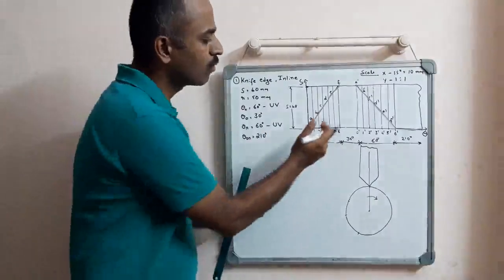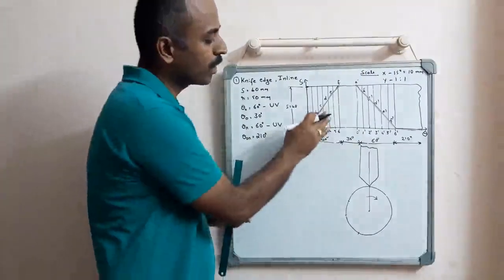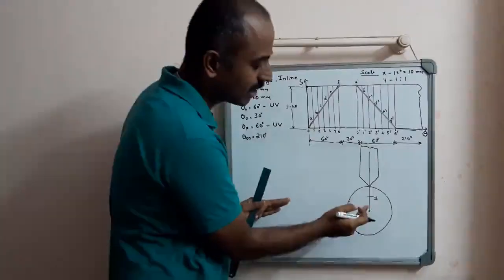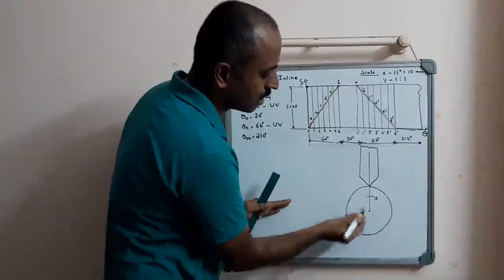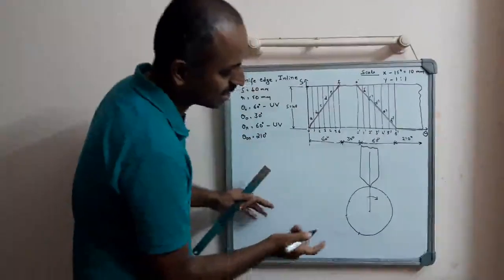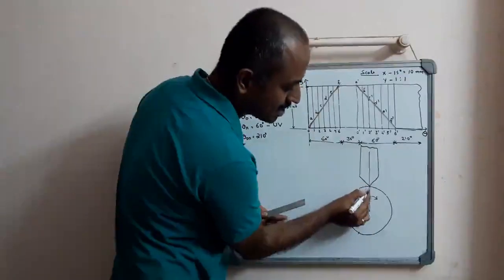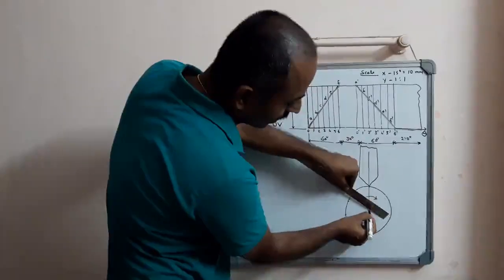We have 4 regions in the displacement diagram. Corresponding to the 4 regions, we will divide the base circle into 4 parts. So the first region corresponds to 60 degrees. So exactly this will be the reference line. From this reference line, measure 60 degrees using a protractor.